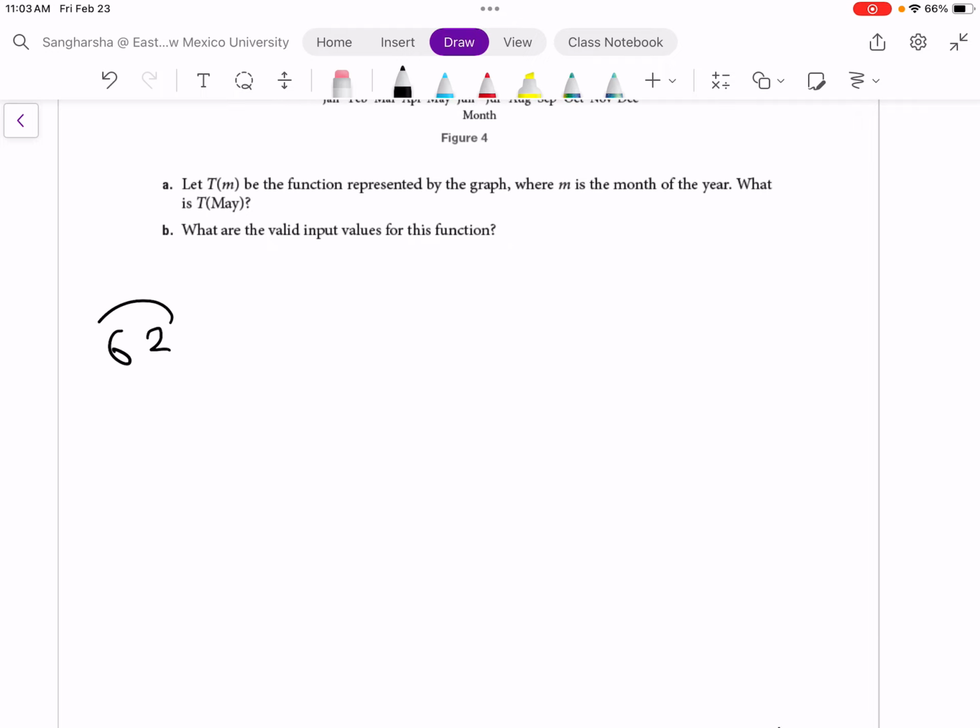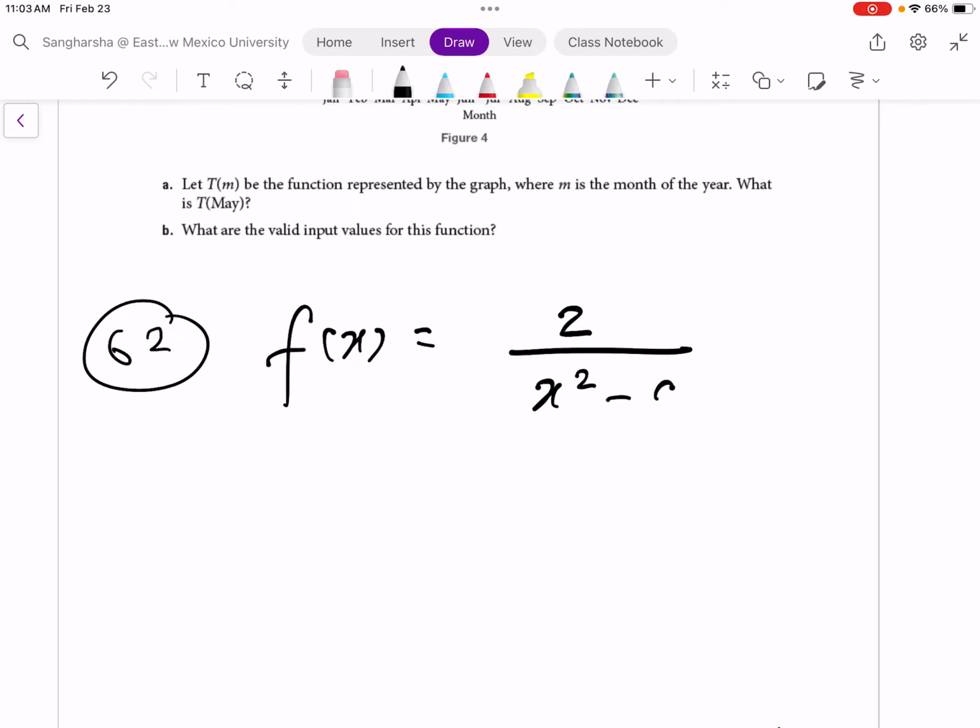This is the exercise, number 62. We have a function f of x equals 2 over x squared minus 9. This is the function we have, and we are asked to find the domain of this function. Now, who can tell me what it means to find the domain of this function? What are we trying to find here?